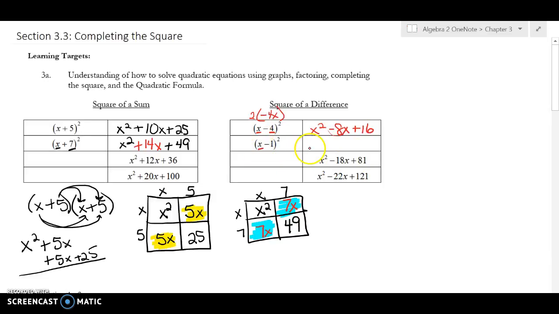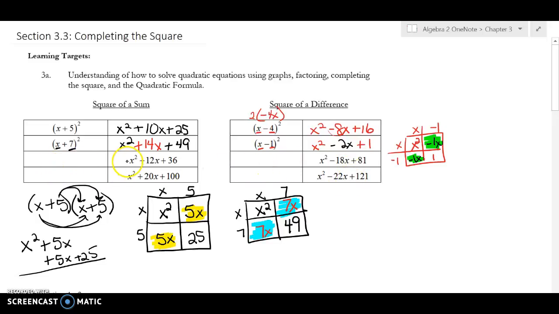Same thing here, the first one squared, the last one squared, and again, a negative 1 times a negative 1 is positive 1. But when I multiply my box out, I know I have this and this, but the question is, what are these? And those are each negative 1x. And those together make negative 2x.